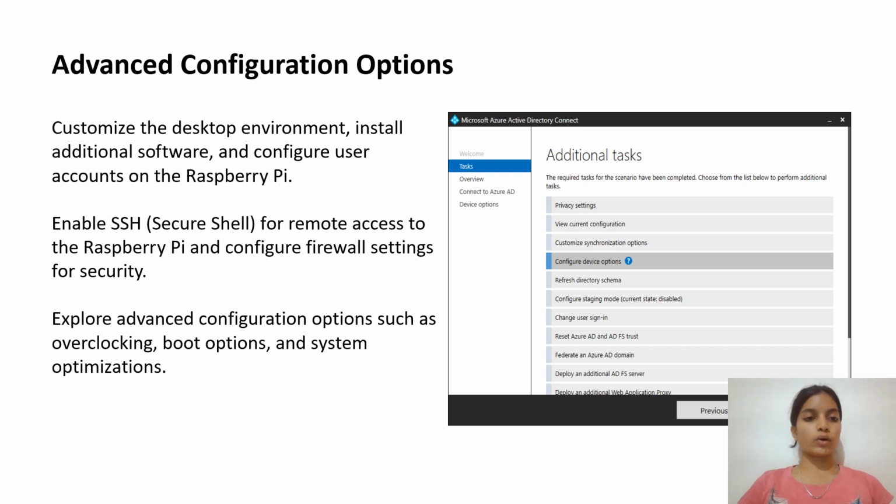Advanced configuration options. Customize the desktop environment, install additional software, and configure user accounts on the Raspberry Pi. Enable SSH, that is Secure Shell, for remote access to the Raspberry Pi and configure the firewall settings for security. Explore advanced configurations such as overclocking, boot options, and system optimizations.